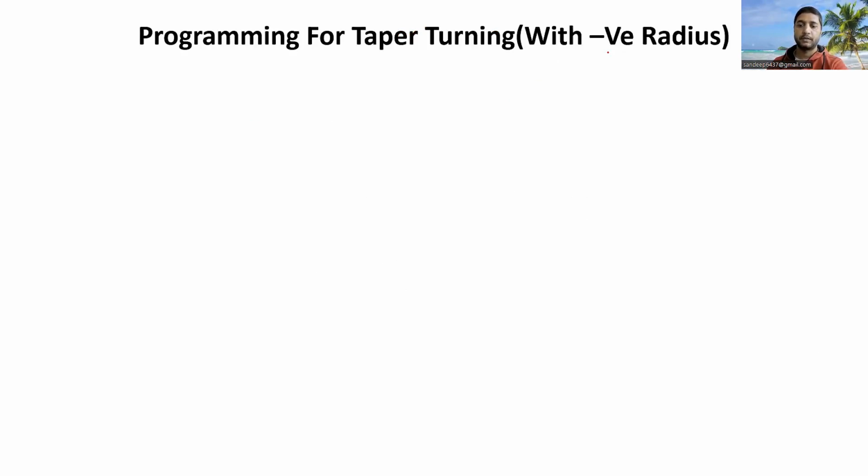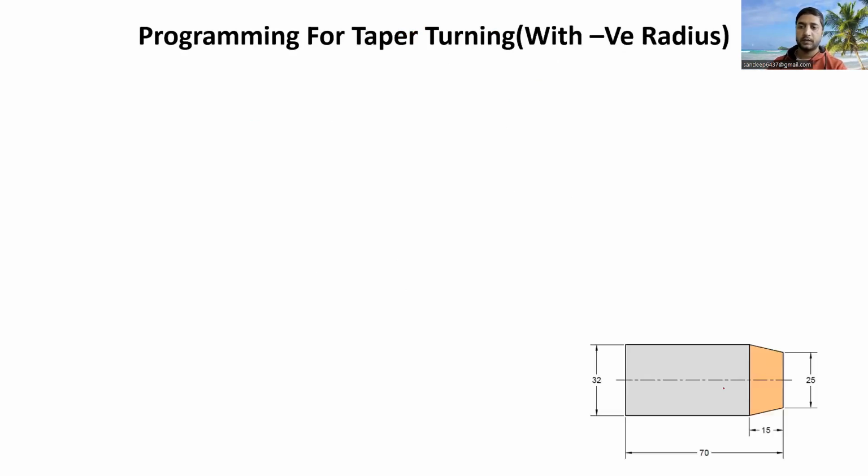turning with positive radius. Let us say this is the cylindrical workpiece whose total length is 70 mm, the major diameter is 32 mm and minor diameter is 25 mm. This 15 mm is the taper length here, and we are interested to obtain this profile, this taper profile here.